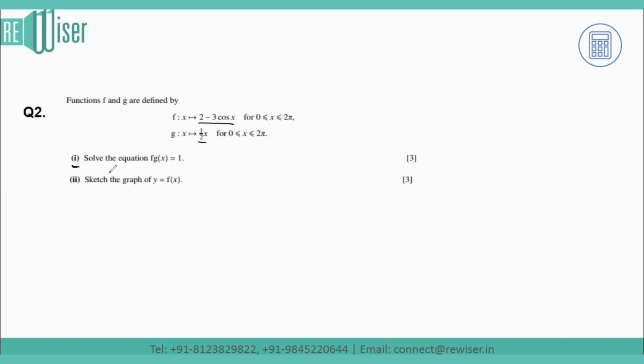Part 1 of the question says solve the equation f of g(x) equals 1. So we have to write f of g(x), where g(x) is x by 2, equals 1. That means 2 minus 3 cos of x by 2 is equal to 1. So minus 3 cos of x by 2 equals minus 1, so cos of x by 2 is equal to 1 by 3.